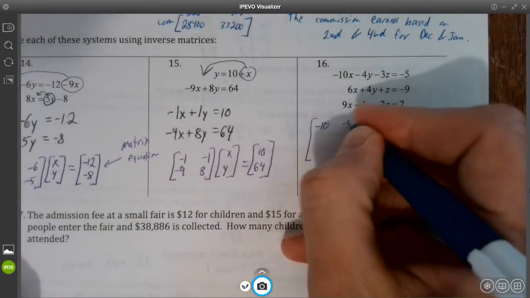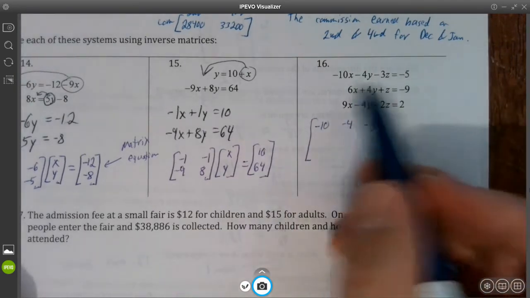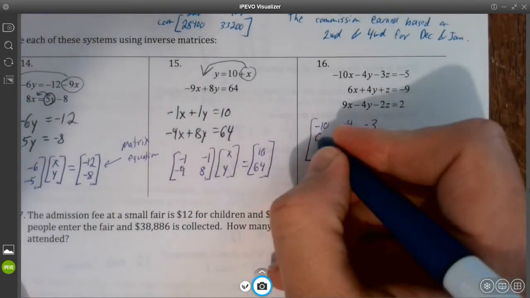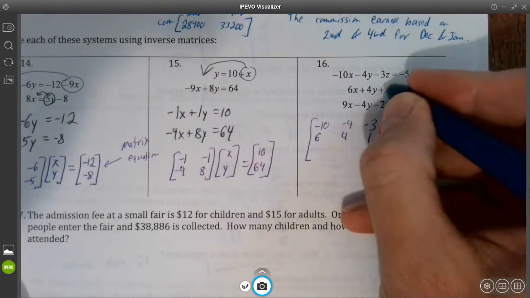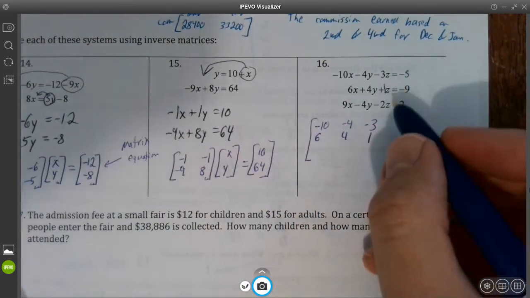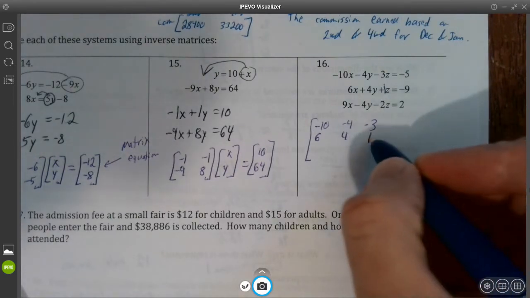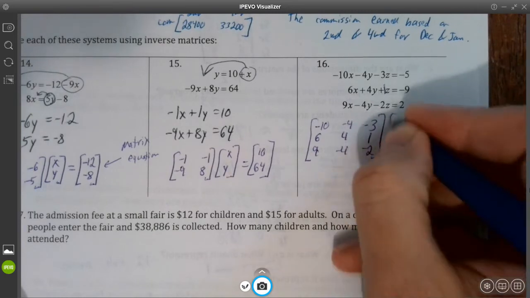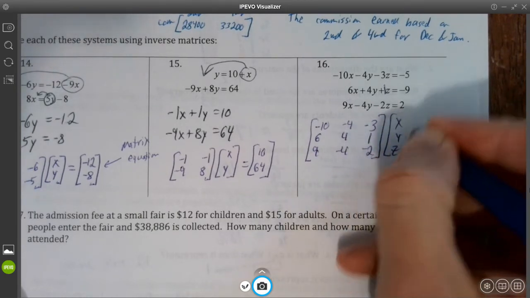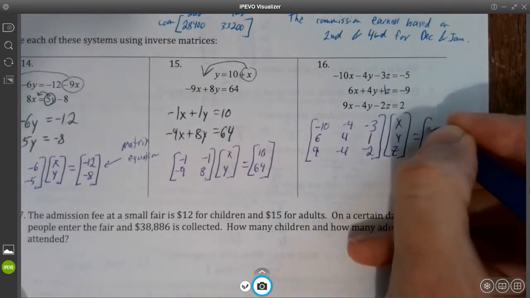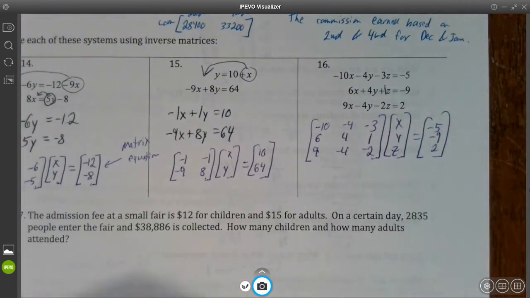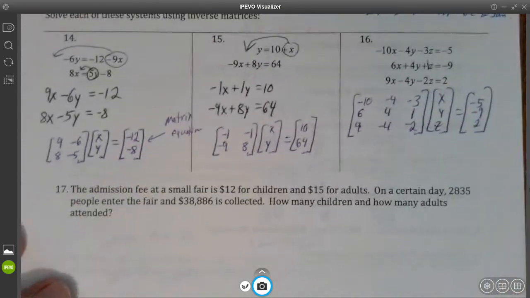Negative 10, negative 4, negative 3. Oh, three equations, three unknowns. That we're going to have a 3 by 3 matrix first. 6, 4, 1. Notice the 1 there. By the way, if there's something missing, like if I didn't have a z, it'd be a 0 right here. 9, negative 4, negative 2. And then x, y, z equals negative 5, negative 9, positive 2. There we go. All right, changing colors again just for fun.